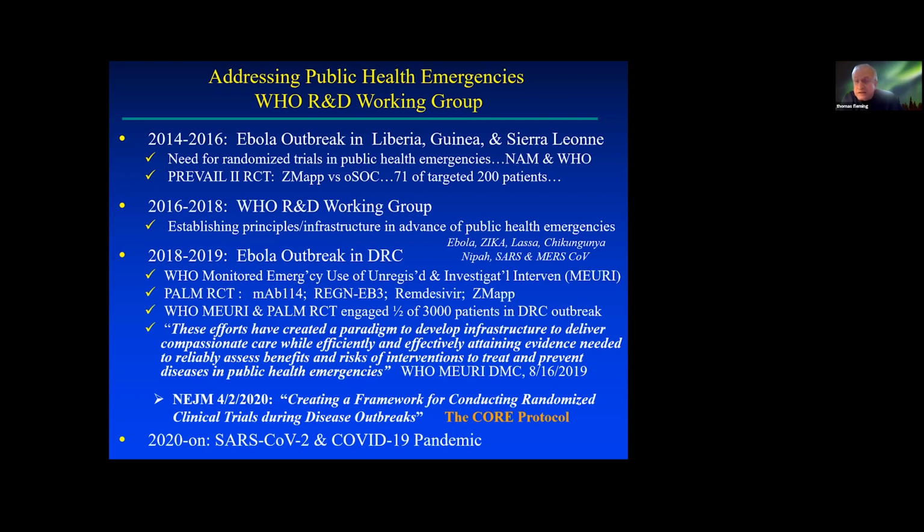And an excellent such trial was PREVAIL 2, which was randomizing to a monoclonal antibody, ZMapp, against optimized standard of care. And it had great characteristics. It was randomized. They were using an optimized standard of care, and it had a mortality endpoint. Fortunately for the public, not for science, there was a waning of the outbreak when the study only had 71 of the intended 200 patients.